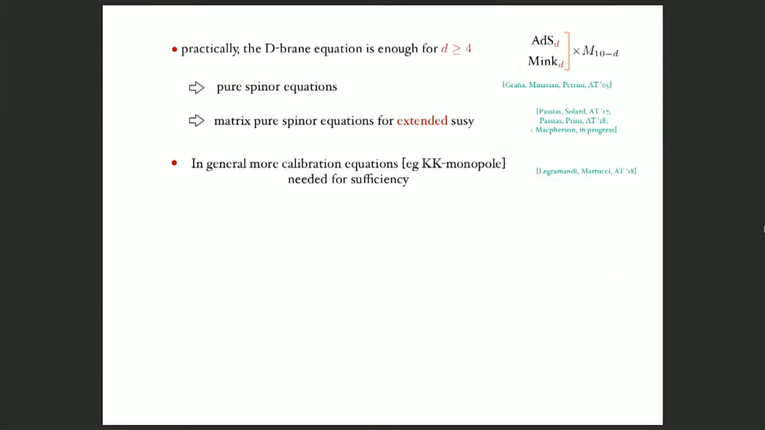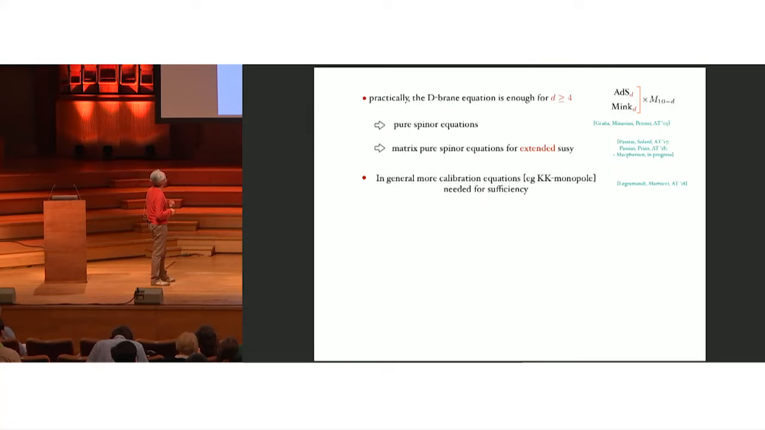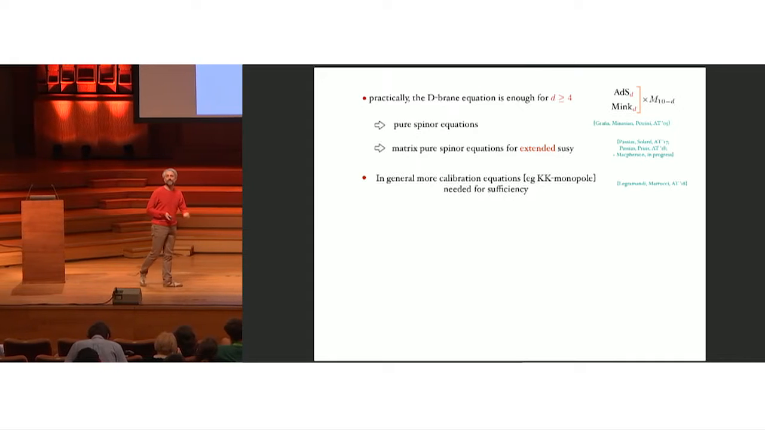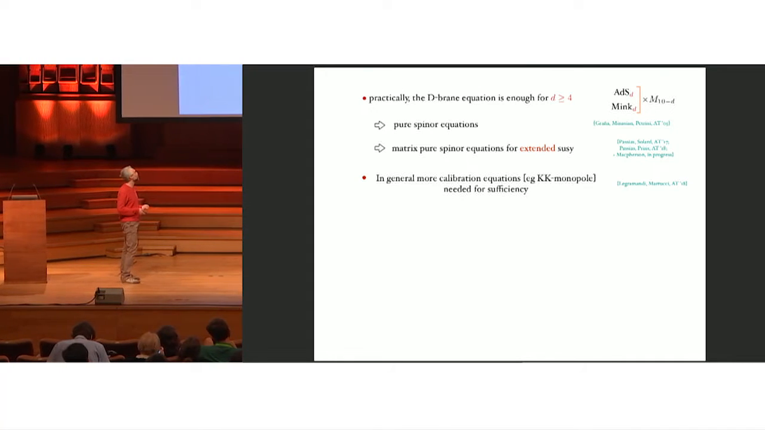the first of these equations, the D-brane calibration equation, is already enough to start a classification effort because it proves to be equivalent to supersymmetry for many problems, such as compactifications in high enough dimensions. And in particular, you can use it, for example, to recover the old pure spinor equations found many years ago. But also, we found much more recently, last year, basically, that you can use them to find a matrix-valued version of these pure spinor equations, which is particularly effective at finding solutions with extended supersymmetry, N=2, N=3, and so on.